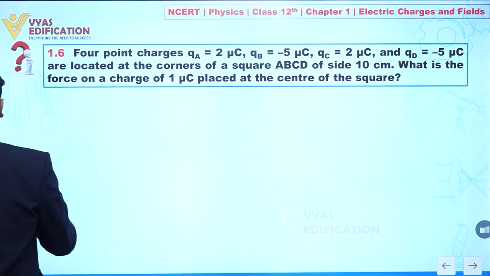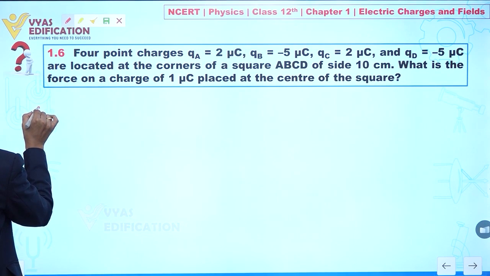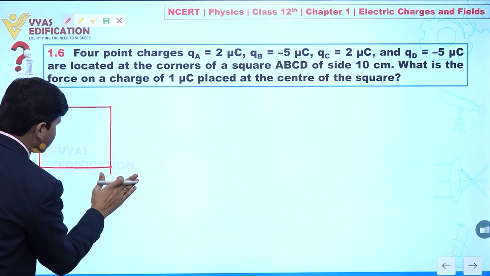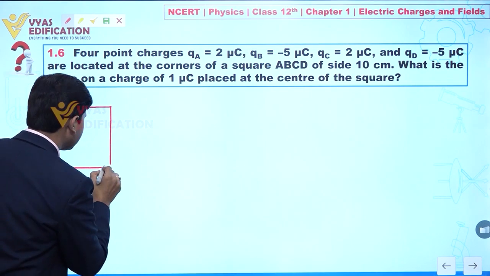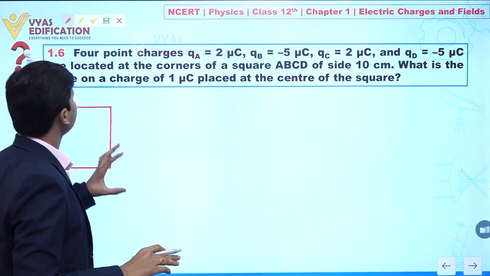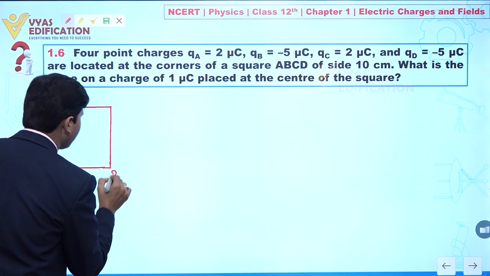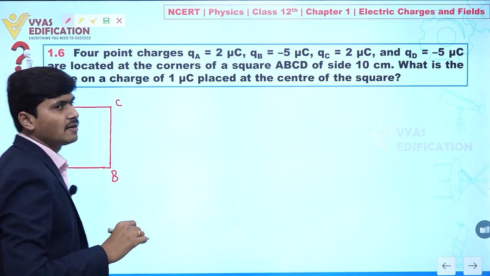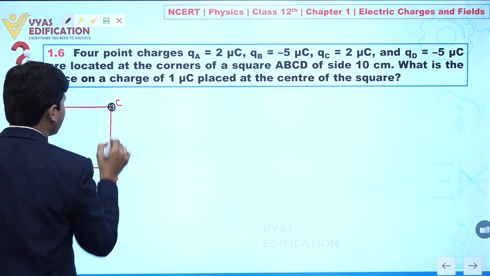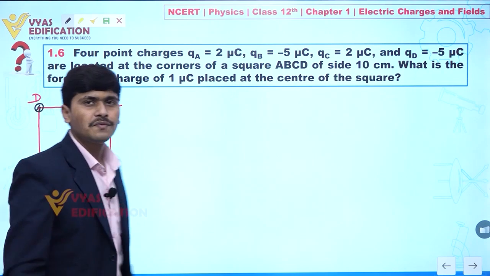Now let's suppose first I am drawing here a square. Yes, so let's suppose this is a square and 4 point charges are placed at the corners of the square ABCD. So let's suppose I am saying this is A, B, C and D, clear, and let's suppose we place here 4 point charges. So let's suppose here we have charge 1, this is 2, this is number 3 and here we have charge number 4, clear.